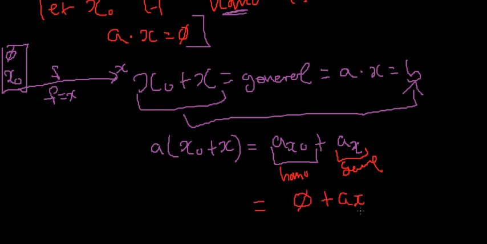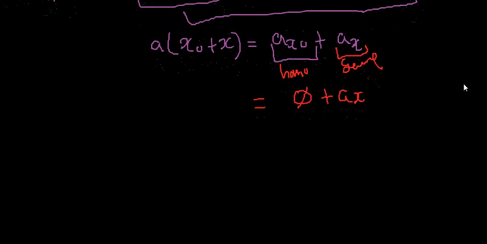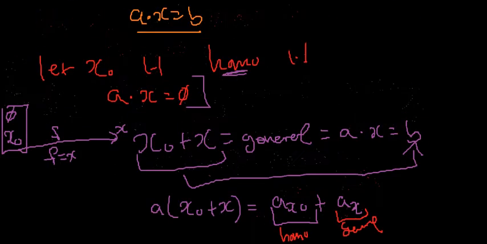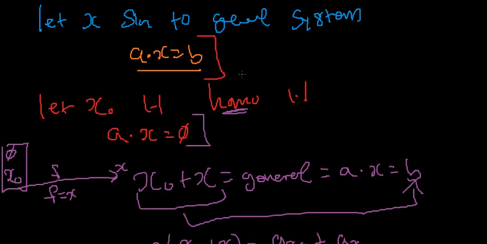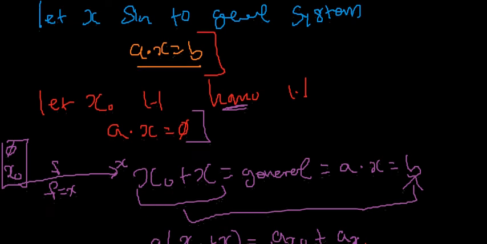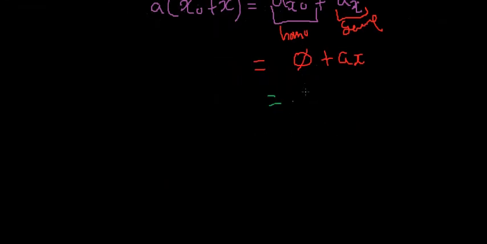And what's A x? Well, if we look over here, we said in a general system, A x is b. So this must be b. Because this is 0 plus b. Because this has to be b, because this is a general solution. What's the answer to a general solution? B. So this is b.